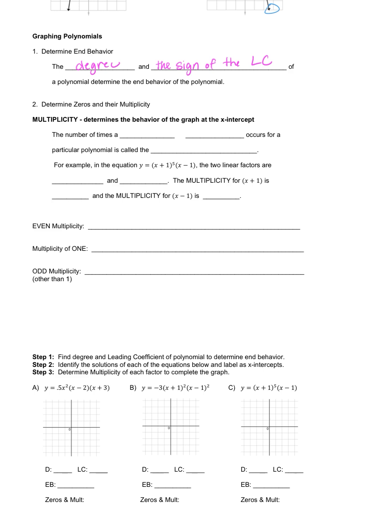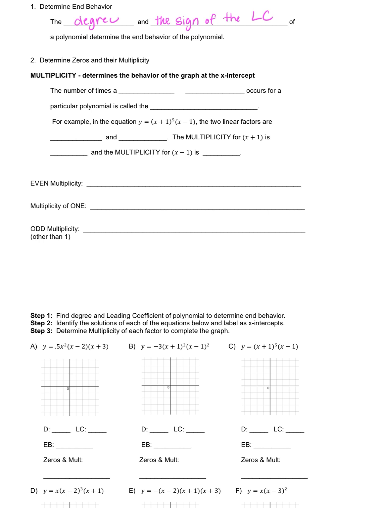So the second thing we talk about for graphing is looking at zeros, determining zeros and their multiplicity, okay? When we talk about multiplicity, there are a few things I want you to think about. Let's define it first, and then we'll get really specific. Multiplicity determines the behavior of the graph at the x-intercepts. It's important. The number of times a zero, or x-intercept, whatever you want to call it, occurs for a particular polynomial is called the multiplicity. So occurs is the word we need to think about.